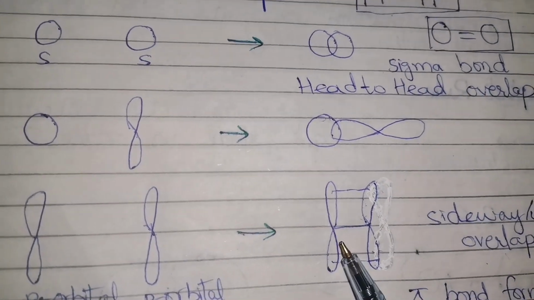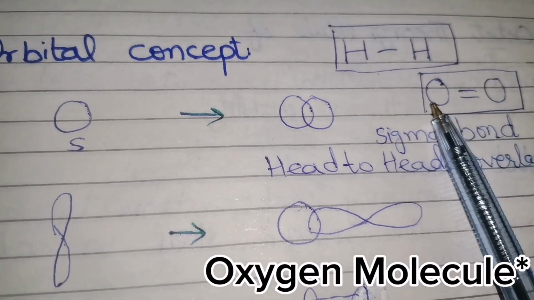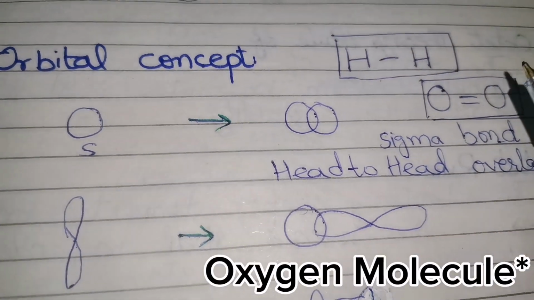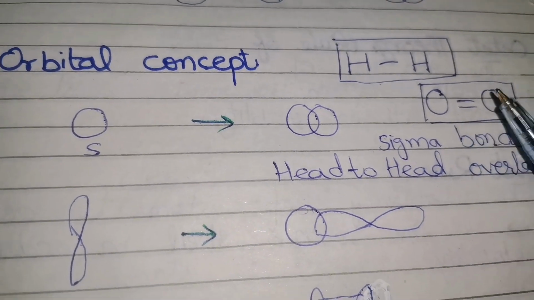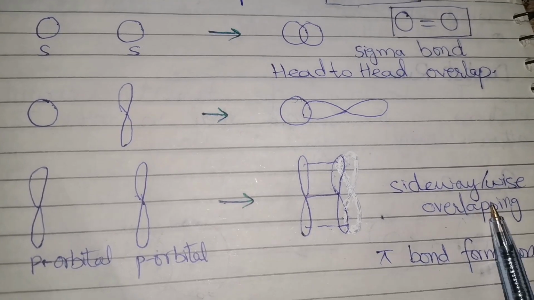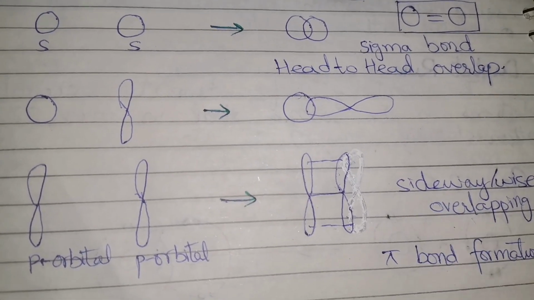For the pi-pi overlapping, let us take the example of oxygen. When we draw the structure for oxygen, we get to know that it has one sigma bond and one pi bond. We will study head-to-head overlapping and side-wise overlapping in detail in the valence bond theory.